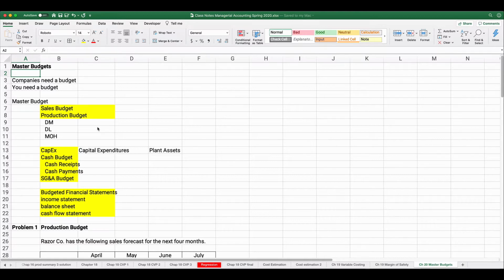Now, obviously, a company needs a budget to plan. You need a budget to plan your cash in and out and things like that. So let's think about the master budget. The master budget is made up of several components.